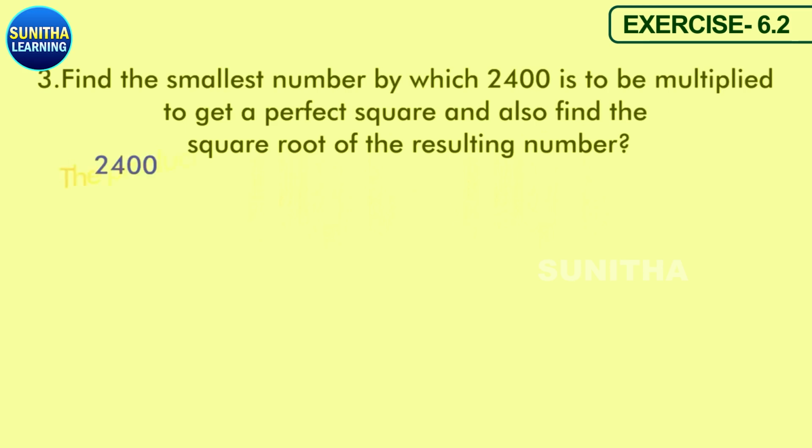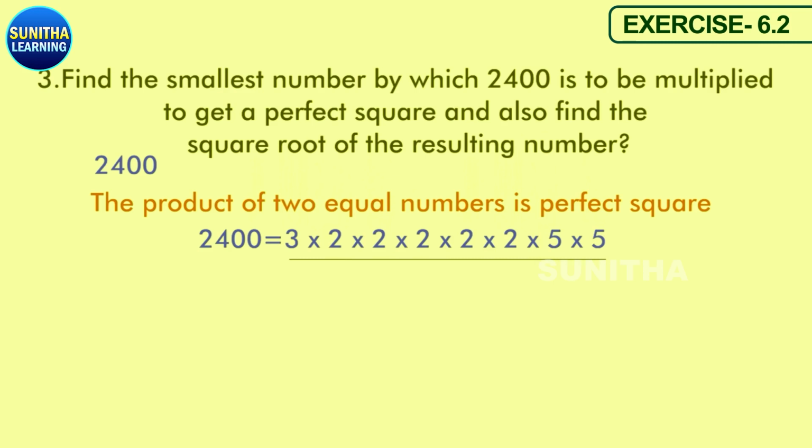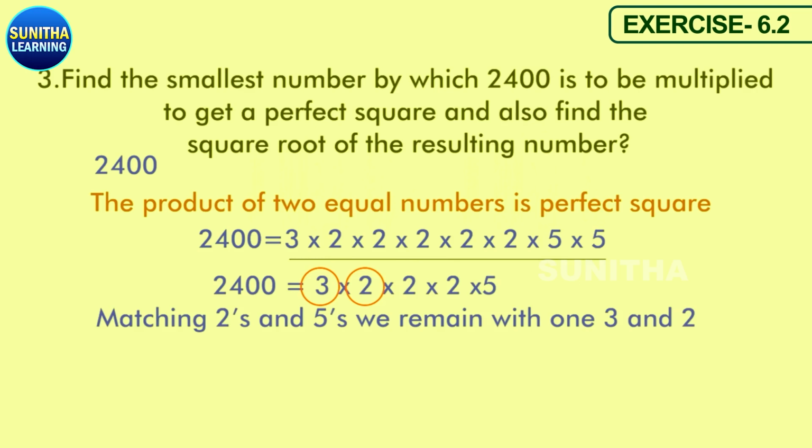First let us find the prime factorization of 2400. When we do the factorization of 2400, we will get 3 into 2 into 2 into 2 into 2 into 2 into 5 into 5. So here 1 three, 5 twos, and 2 fives. We can match 2 twos, another 2 twos, and 2 fives. So we still remain with 1 two and 1 three. For 1 two we have to multiply another 2 to make it a perfect square. For this 1 three we have to multiply another 3.